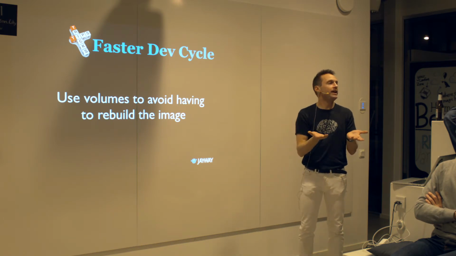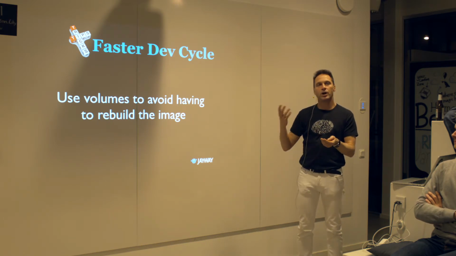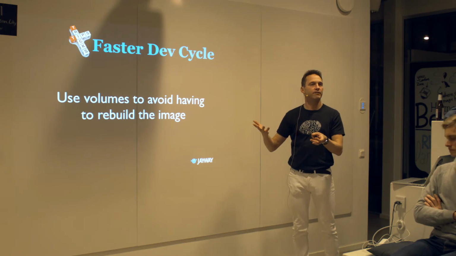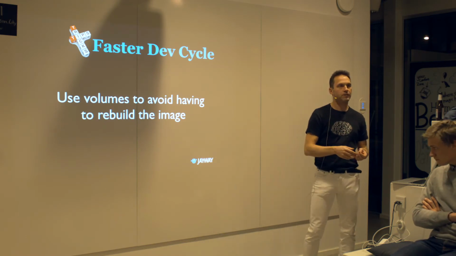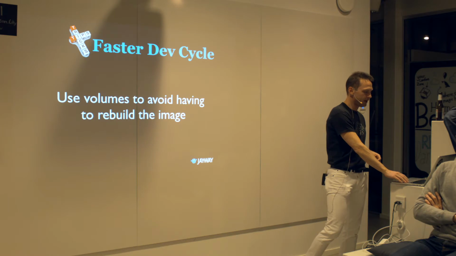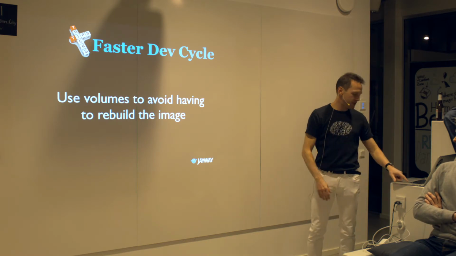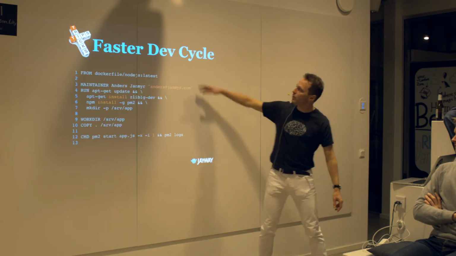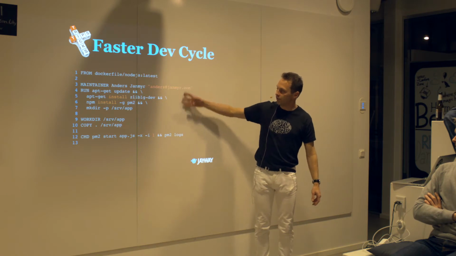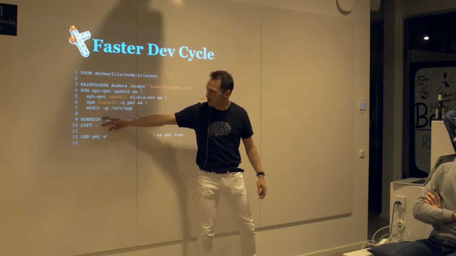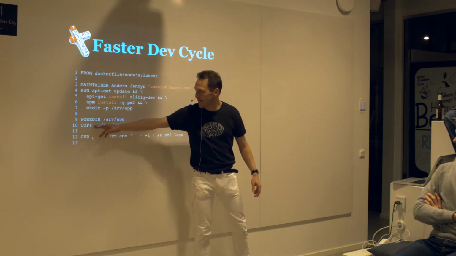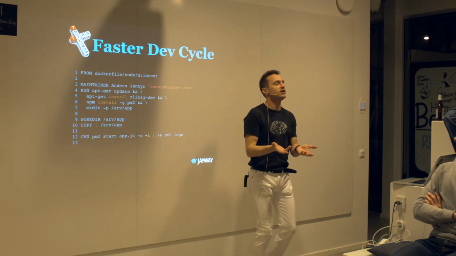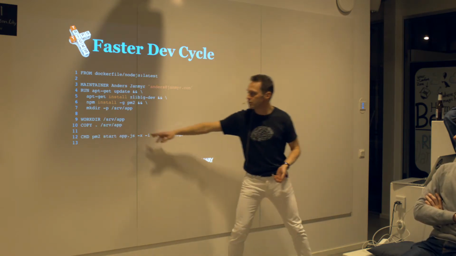A way to speed up your development cycle, so you don't have to rebuild the image every time before you run it, is to use volumes. So here we have a Dockerfile, and you can see here on lines 9 and 10 that I copy all the files in my current directory into server app.